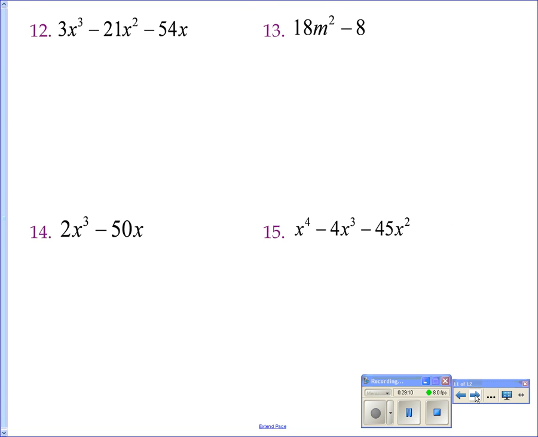Last 4. Don't shoot me. Last 4. We can do it. It's good for you. Y'all love math.